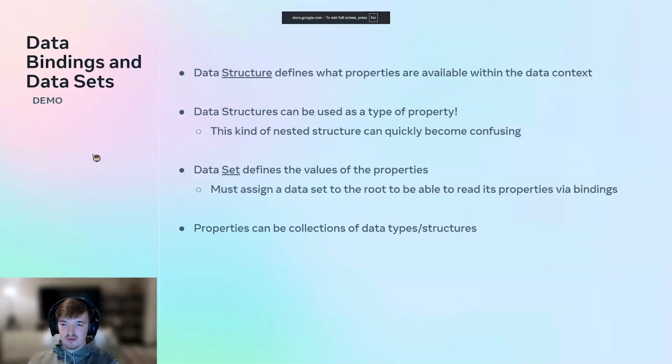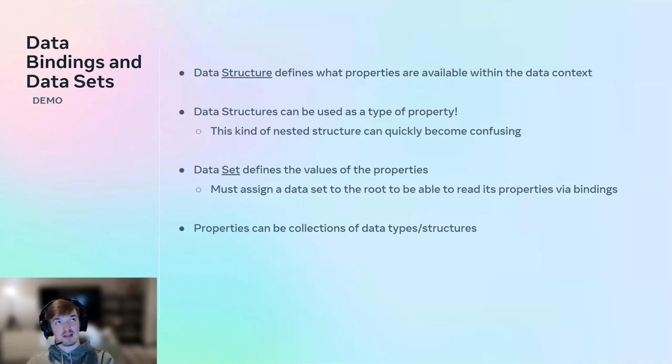So there's 2 different things when it comes to data. There's data structures, which is where you define what properties are available within the data context. I like to think about this as if I'm making a fruit basket, right? Where I have my basket and I'm saying, okay, there's a banana in here, there's an apple in here, maybe a pineapple, kiwi if you're really feeling crazy. And that's it, right? I'm saying these are all what's going in the fruit basket.